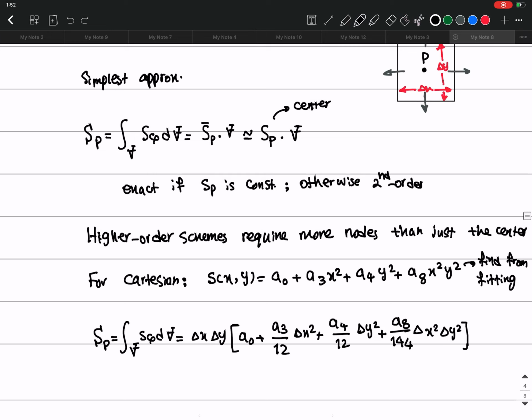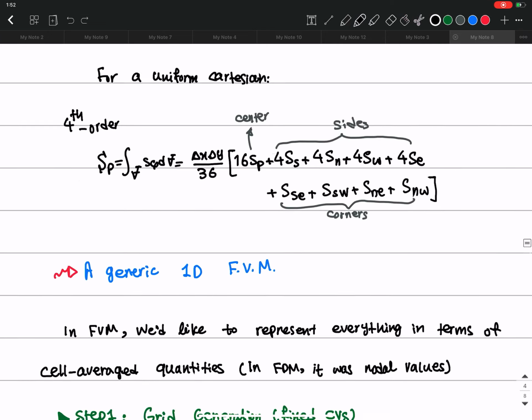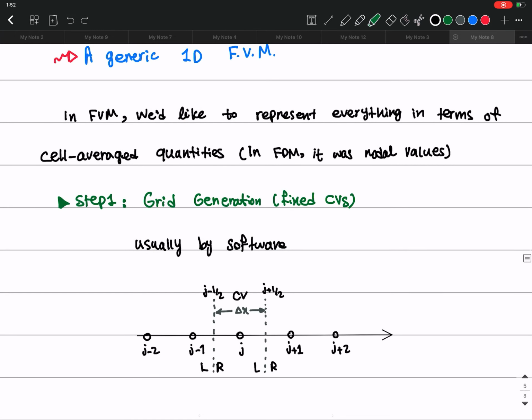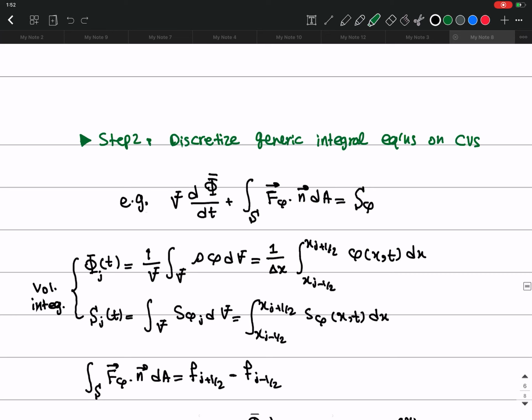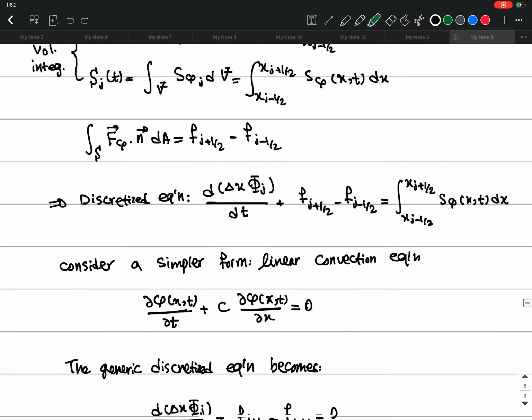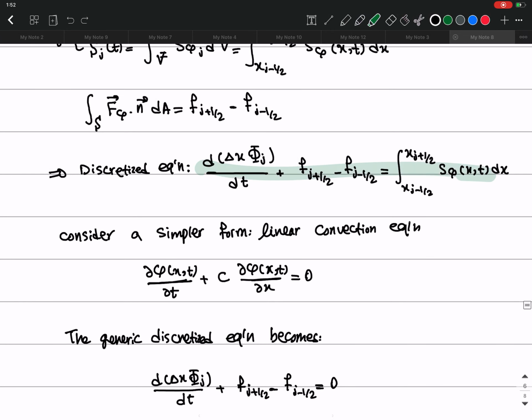Previous lectures we just had approximations of surface integrals and volume integrals in terms of nodal values or cell average values. And in this lecture, I showed you a general 1D example. So the first step, as I said, was a grid generation step, and then we had to discretize this generic integral equation. So these were the discretizations for volume integrals that we showed here. And then this was for the flux term or surface integrals.